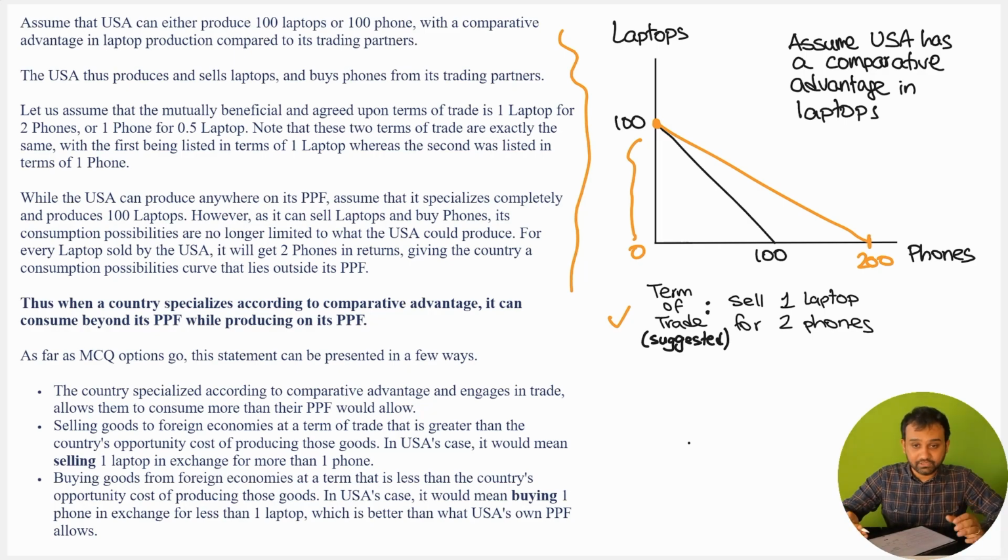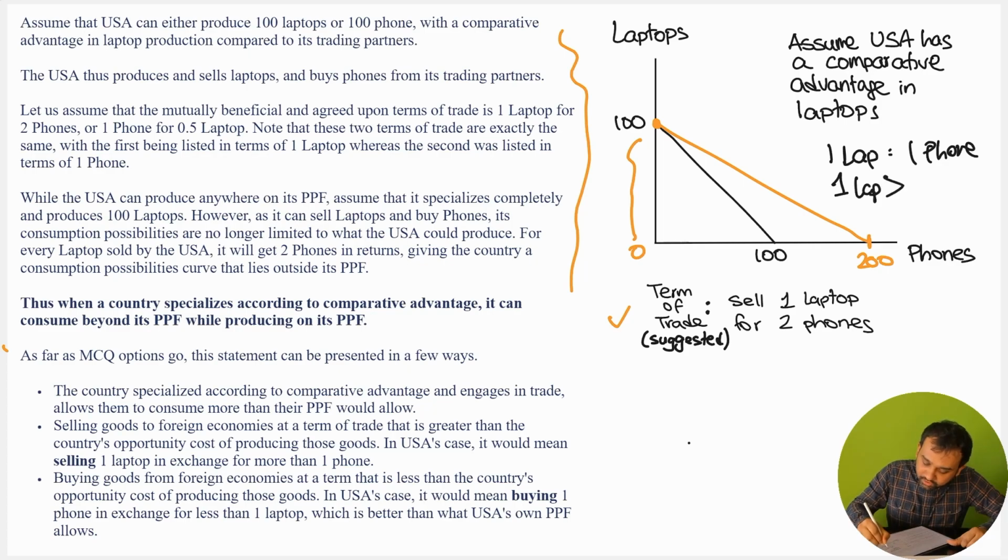So for instance, in this example, USA is simply getting 1:1. So 1 laptop for 1 phone. This is the term of trade USA gets on its own PPF, right? If you look at the black line, that's what it can produce and consume. So as long as it gets a better rate than that, while producing laptops, so per laptop, if it gets more than one phone, that means USA would benefit because it's getting a better trade or opportunity cost in that sense. It's getting a better term of trade with others compared to what it can get for itself. So that is about the selling aspect.